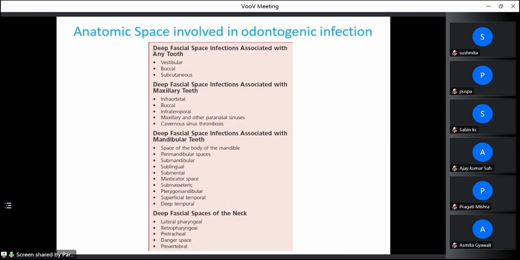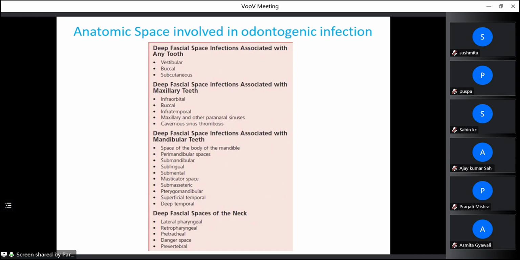Anatomic spaces involved in odontogenic infection. Deep facial space infections associated with any tooth are the vestibular space, buccal space, or subcutaneous space. These spaces may be involved with any tooth, whether it is a maxillary or mandibular, anterior or posterior tooth.